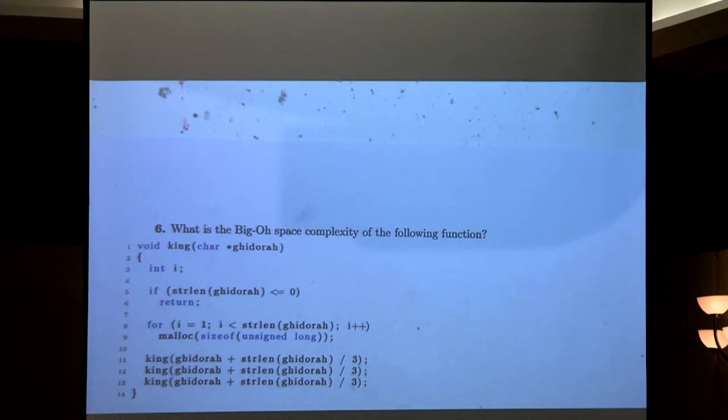If you look at lines 11, 12, and 13, what is happening there? I'm doing Ghidorah plus string length over 3. What's getting passed into the next call of the function? Some random address? Not random, but it is passing in an address, right? Because it takes a char star. It does point to something, but it's not random.